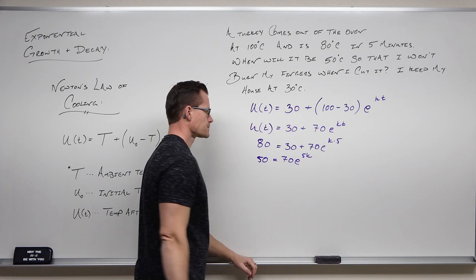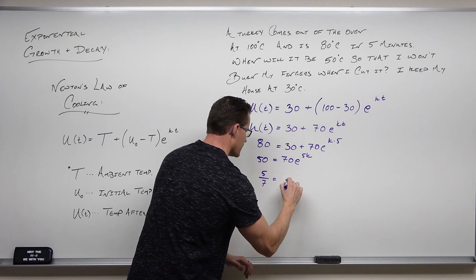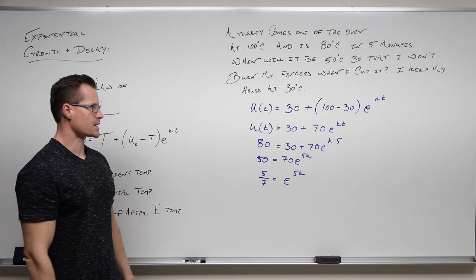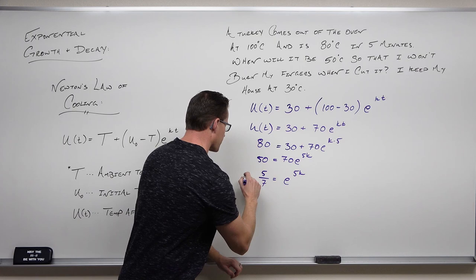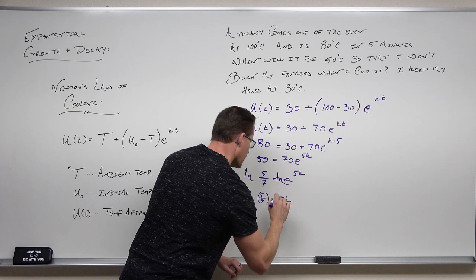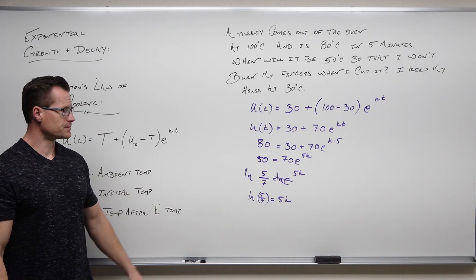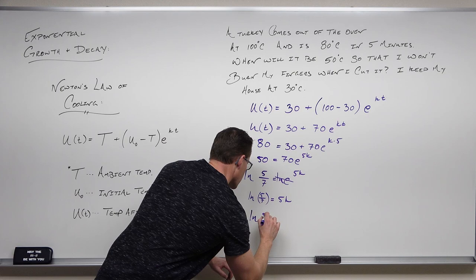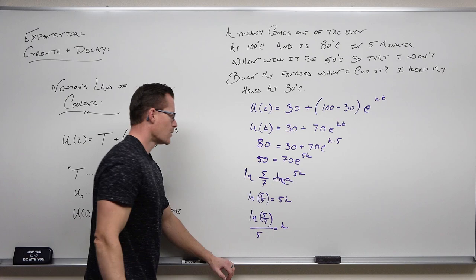If we divide by 70, and we take an ln on both sides, and lastly, if we divide by 5, we have a good expression for k.